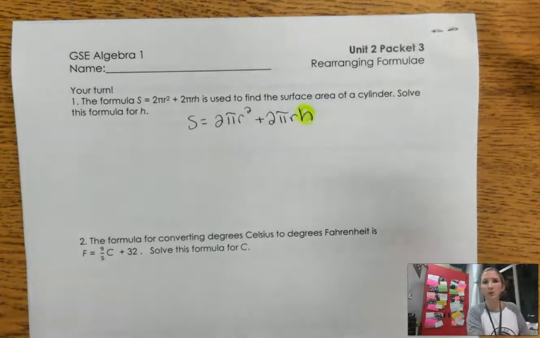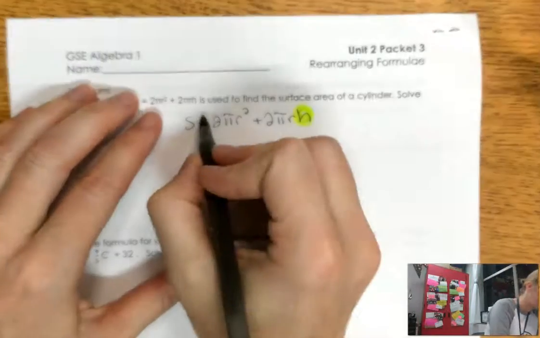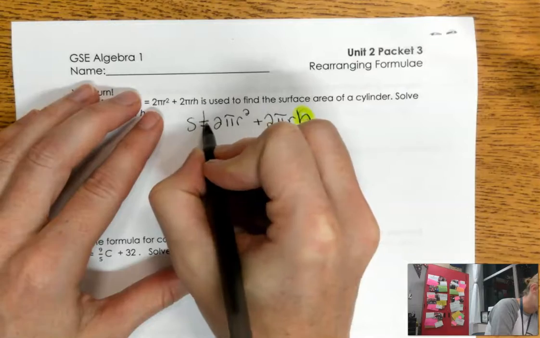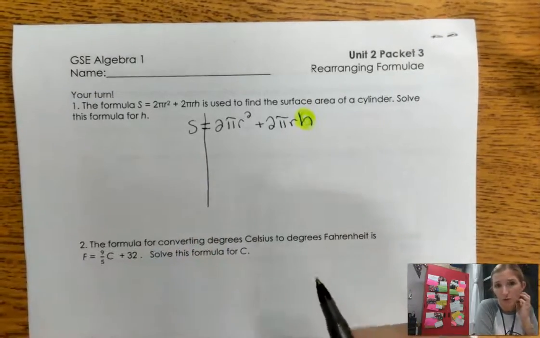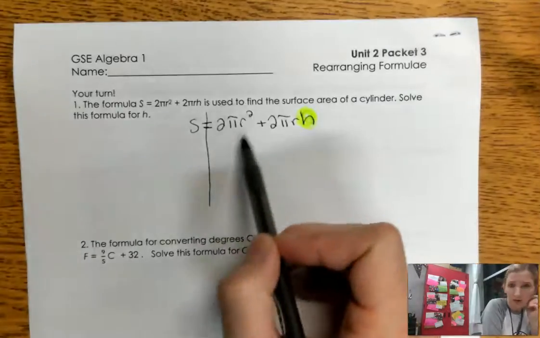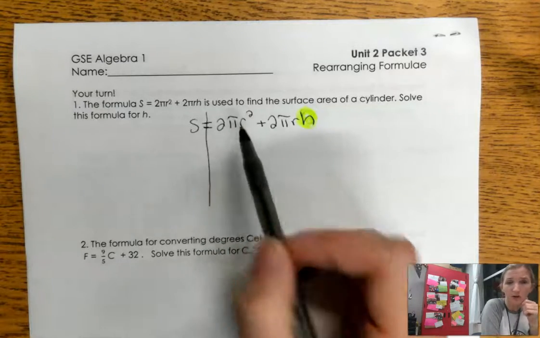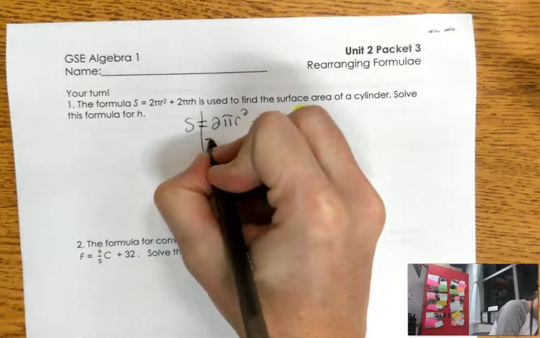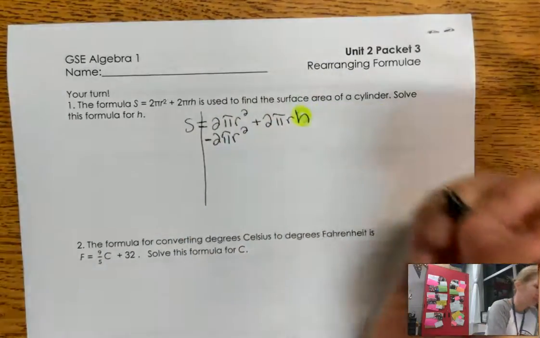So I need to get rid of the term that doesn't have the h in it. That is the first term. Let's move it to the other side. And remember, when I'm moving between sides, I need to do inverse operation. This term is positive 2 pi r squared. So I'm going to subtract that term to move it to the other side. Minus 2 pi r squared.